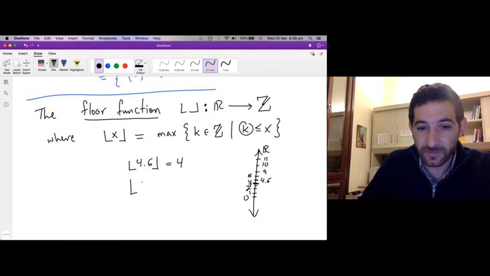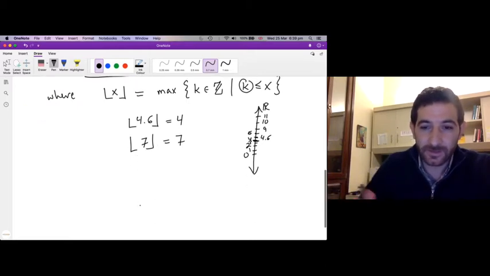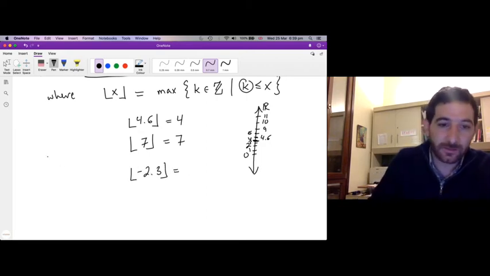Now what's the floor of 7? It is 7, because 7 is the greatest integer less than or equal to 7. Okay, what is the floor of negative 2.3? Okay, let's draw the number line vertically.